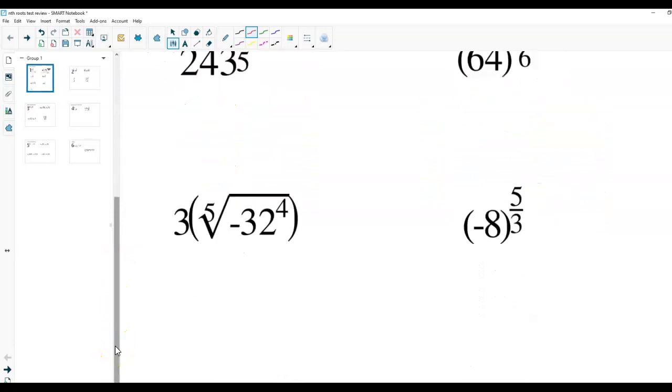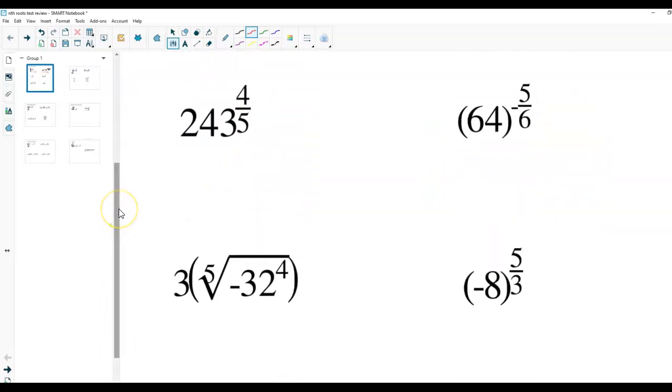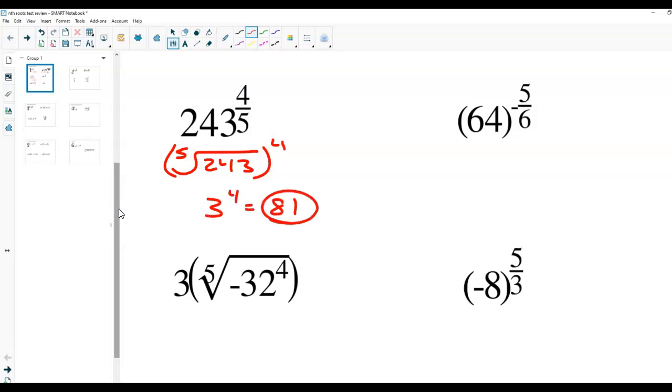When it's put in fraction form, the denominator is the index. The exponent is the numerator. And once again, I'm a big fan of taking the index and then the exponent. The 5th root of 243 is 3. And then 3 to the 4th is 81.